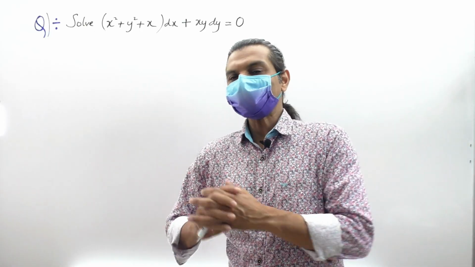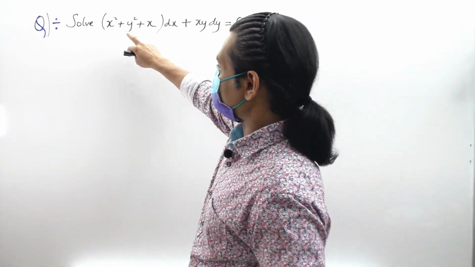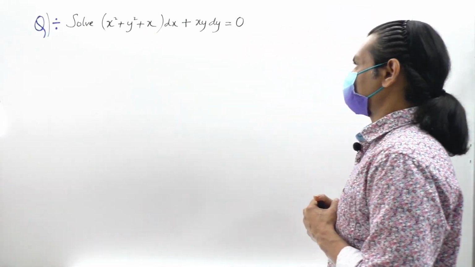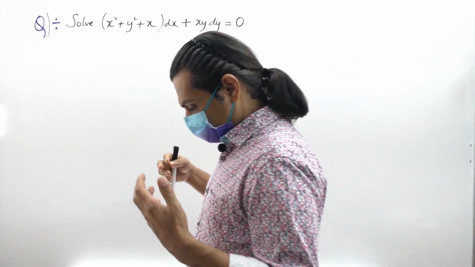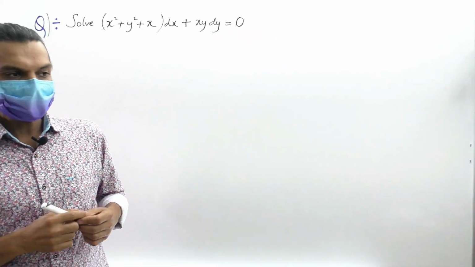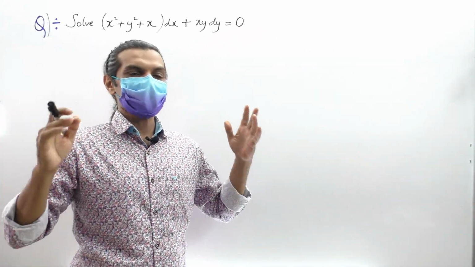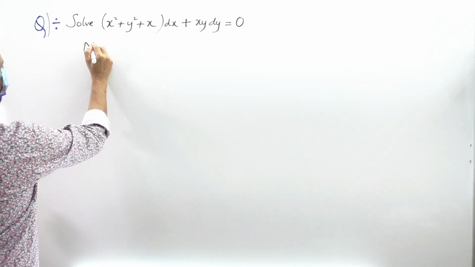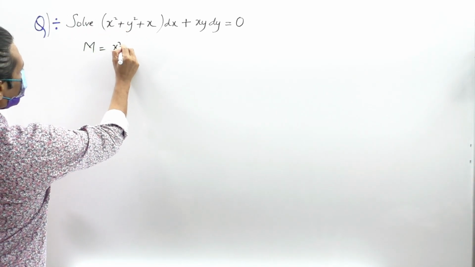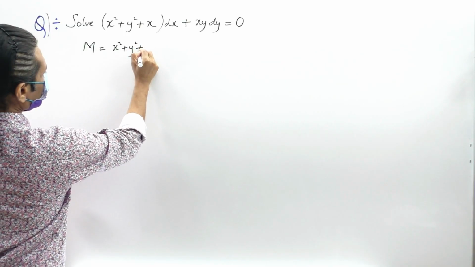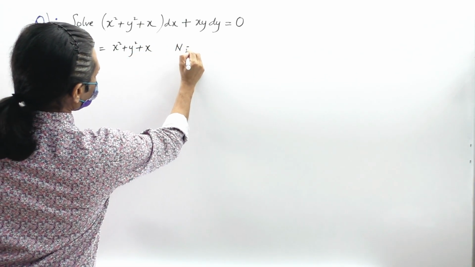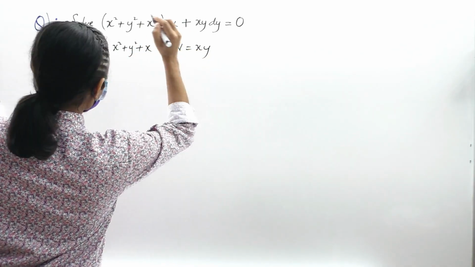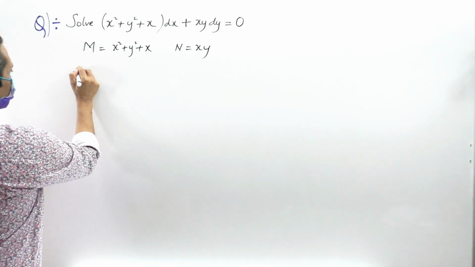Let us move on to the next problem here. It says solve x square plus y square plus x into dx plus xy dy is equal to 0. So, let us solve this in a very easy way. First we check if it is exact or not. Now, we have here m as x square plus y square plus x, and we have n as xy. Okay. So, we check the condition for exactness now.